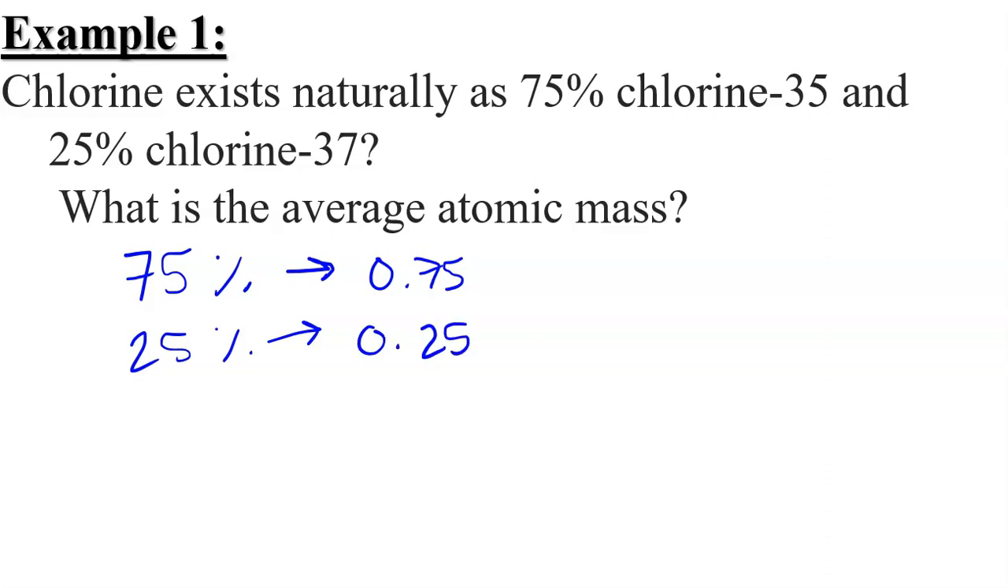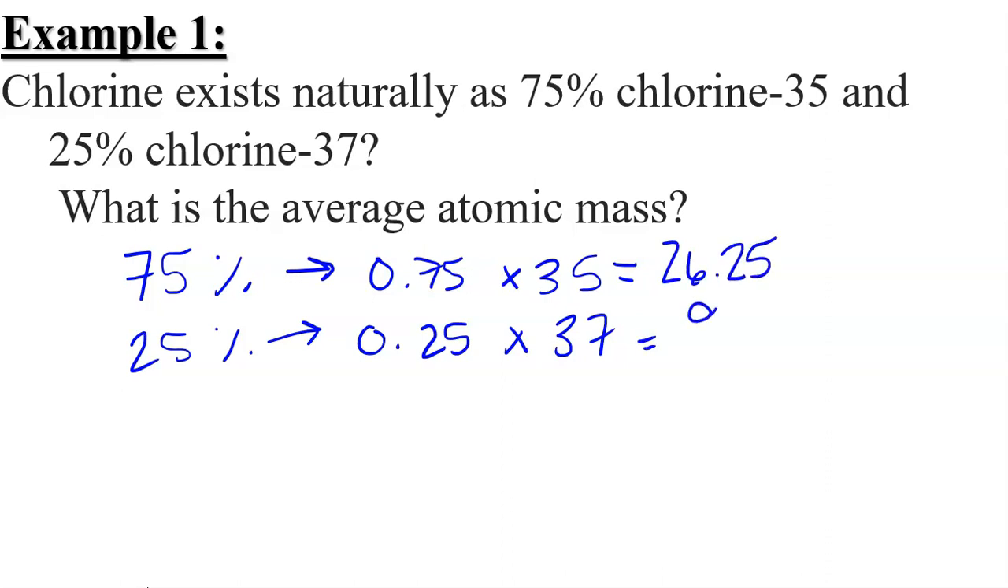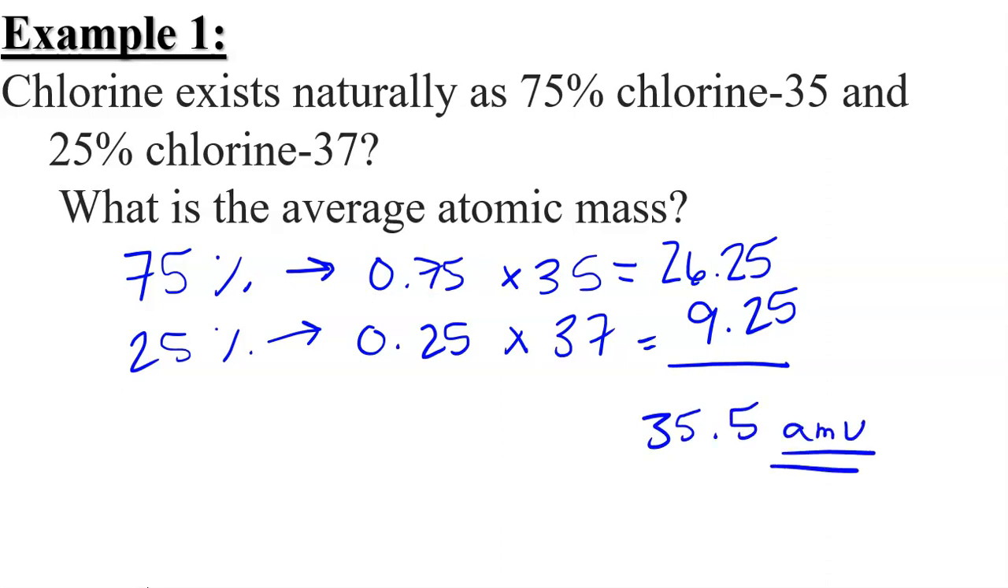Step 2, we're going to take those numbers, multiply by the mass, 0.75 times 35 and 0.25 times 37. This one will equal 26.25, and this one equals 9.25. And then we add those together to get 35.5 AMU. Don't forget to label your units. I don't know what just 35.5 is.